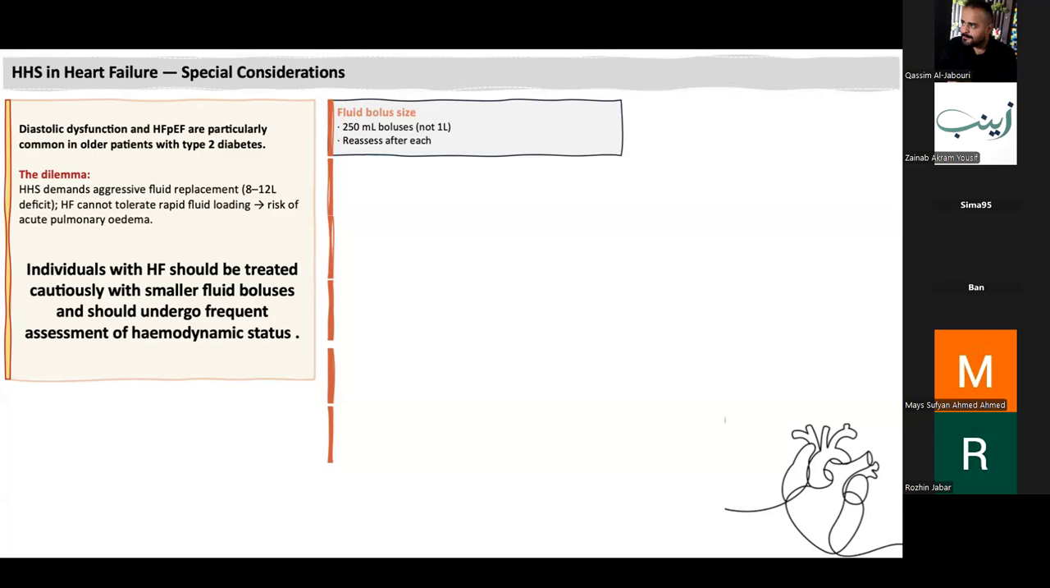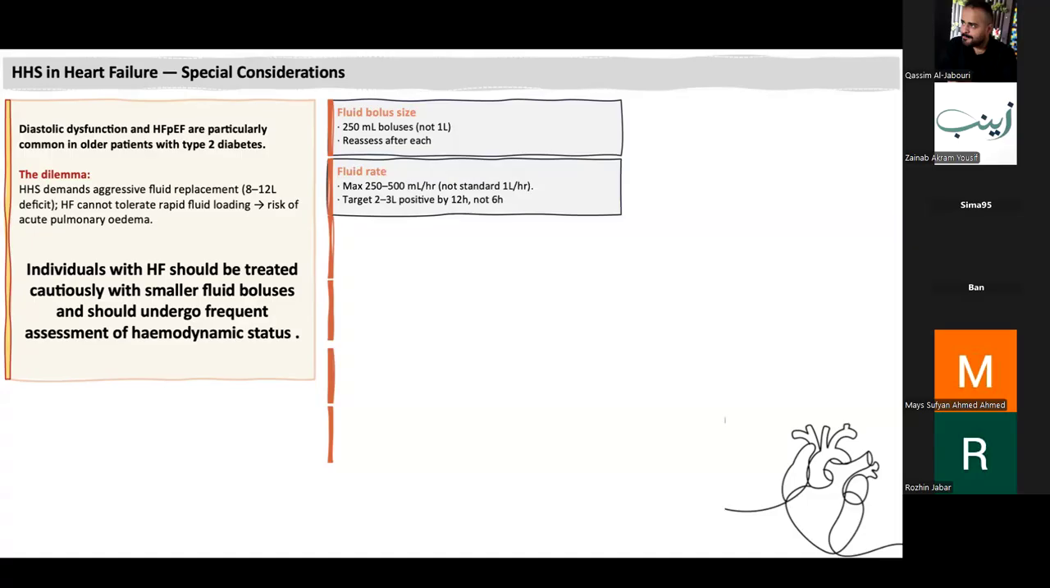Whether this bolus, you just continue by 250 mils and regularly assess. And the assessment as well includes examining the patients, checking their oxygen saturation, examining their chest, and measuring their JVP. The fluid rate, as we said, is 250 to 500 mils per hour, not the standard 1 liter. And your target, instead of having 6 liters in the first 12 hours, your target is 2 to 3 liters positive.